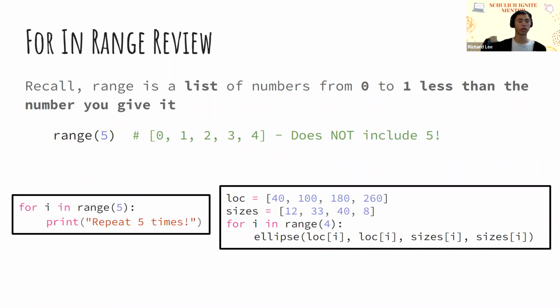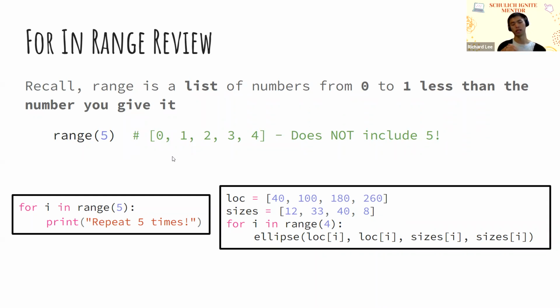Let me just quickly give a review of the for-in-range concept I was talking about earlier. Last time I was talking about saying if we wanted to loop over two lists at the same time here. On my screen, I have an example of locations and sizes. I want to draw a circle that lines up with this location, location 40, size 12, location 100, size 33, etc. How do I get those to pair up together? I use something called range. That's a really convenient way.